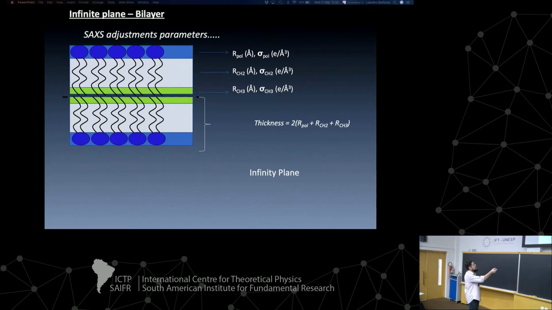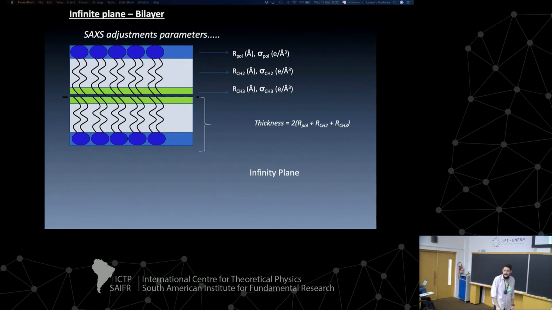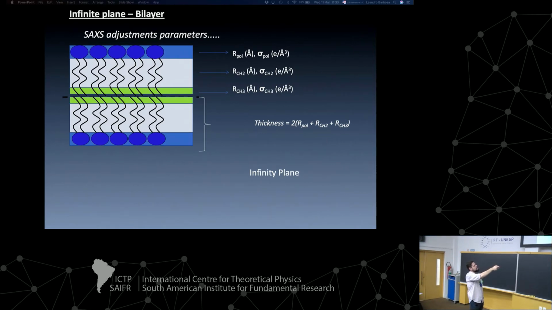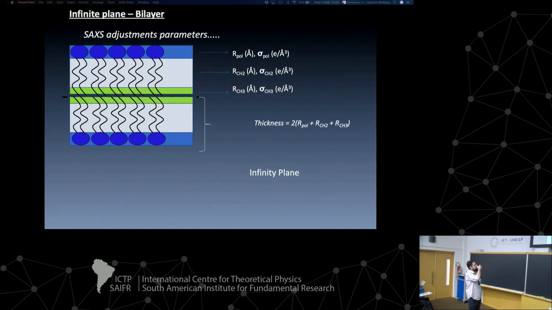So, we have these three regions. Each region will be characterized from the fitting point of view with two parameters. First of all, the length. I mean, how thick you have the CH3 region, the CH2, and the polar head, and the electron density value of each specific region: the CH3, CH2, and the polar head group as well. And we have the same parameters in the other part of the bilayer. This is the upper part and the inner part of the bilayer.